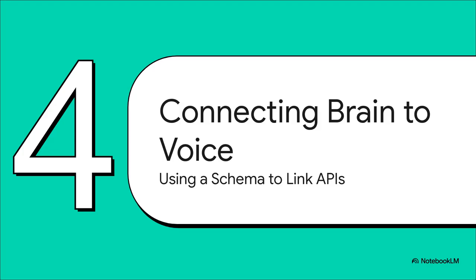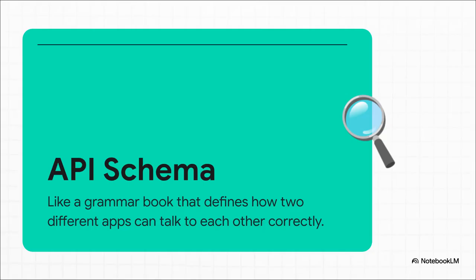Okay, this is the moment. This is where it all comes together. We're about to connect our GPT's brain to its voice using a special piece of code. Now, I know that might sound intimidating, but I promise it's really just another copy and paste job. So we're going to be using something called an API schema. Don't let the name scare you. The absolute easiest way to think about it is like a grammar book for computer programs. It lays out a super strict set of rules so that ChatGPT and Bland AI know exactly how to talk to each other without getting confused.